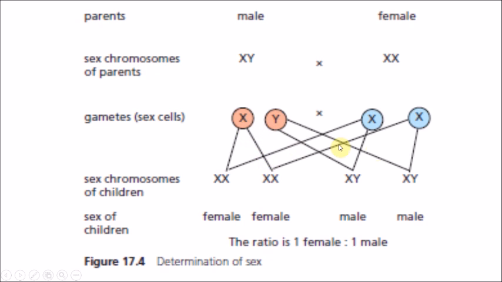This X joins with that X, you've got a female. But whenever there's a Y, there will be a male. So as this sperm gamete joins with these two X's, it's going to make XY, XY. And as you can see, it's a 1 to 1 ratio, 50% chance of getting a male or female.